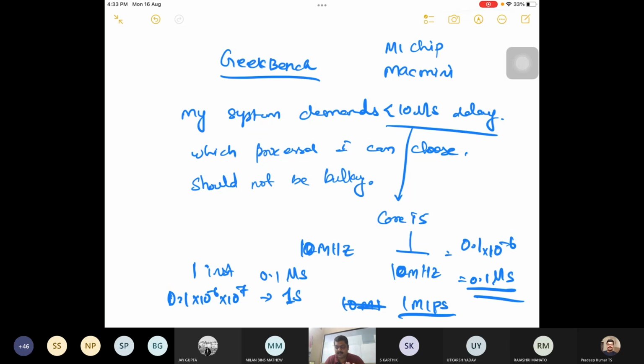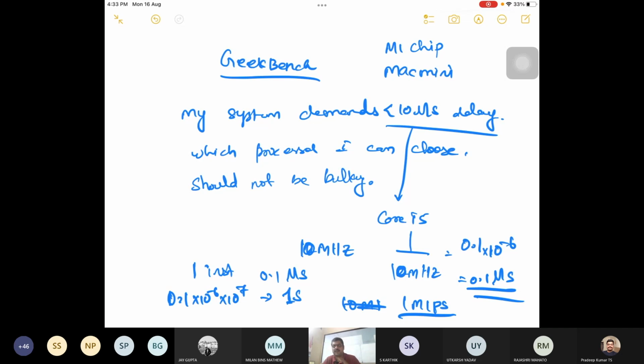So it is simply like that. If one instruction takes 1 microsecond, in 1 second how many instructions can I execute? Ideally, 10 power minus 6 and 10 power 6. That means I execute almost 1 million instructions per second. So that's what it means. This is how I can select the processor.